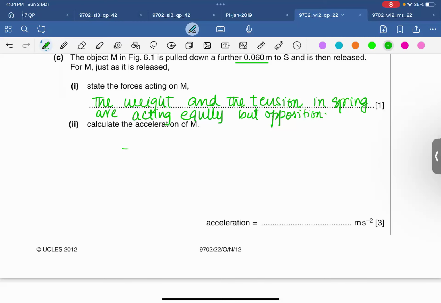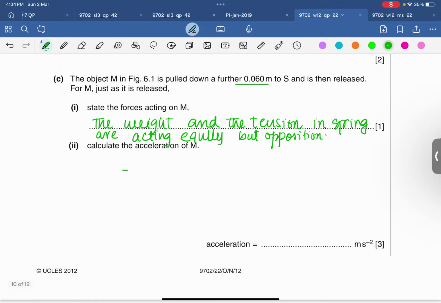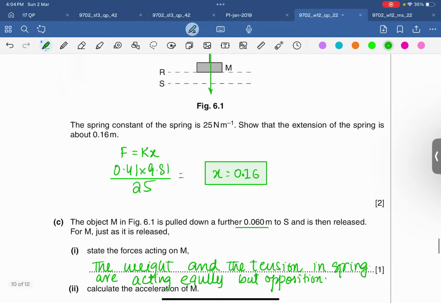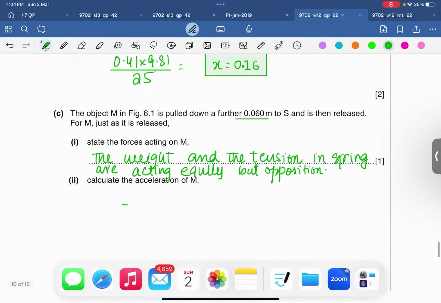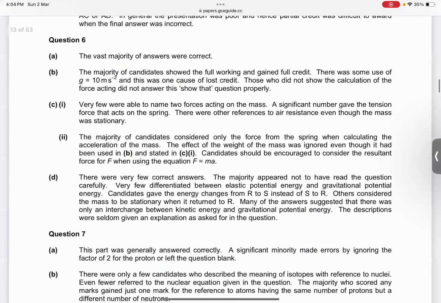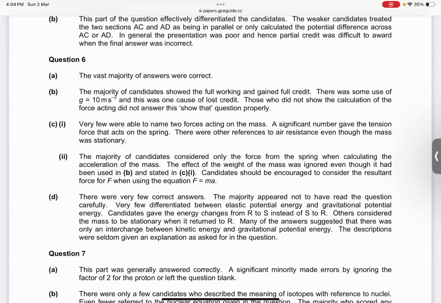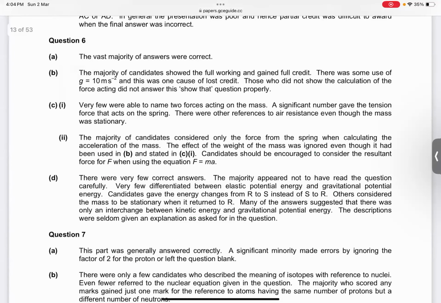First, the object M in the figure is pulled down further to S and then released, for M just as it is released. Okay, so if it has been released from S, fine. Let's check the examiner's report first. Part one, the majority: very few were able to name the two forces acting on the mass. A significant number gave the tension force that acts on the spring. There were other references to air resistance, even though the mass was stationary. Okay, so the mass is stationary. Fine.